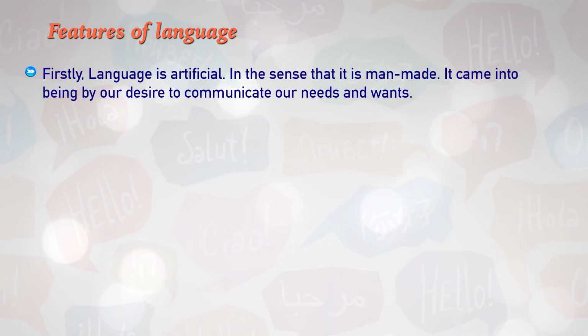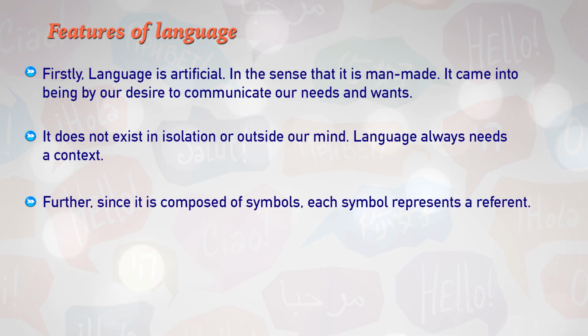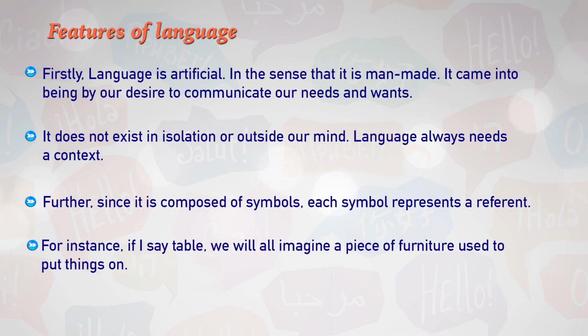Now let us discuss the features of language. Firstly, language is artificial in the sense that it is man-made. It came into being by our desire to communicate our needs and our wants. It does not exist in isolation or outside our mind. Language always needs a context. Further, since it is composed of symbols, each language represents a referent. For instance, if I say table, we will all imagine a piece of furniture used to put things on, usually with a flat surface. Let us take another example.